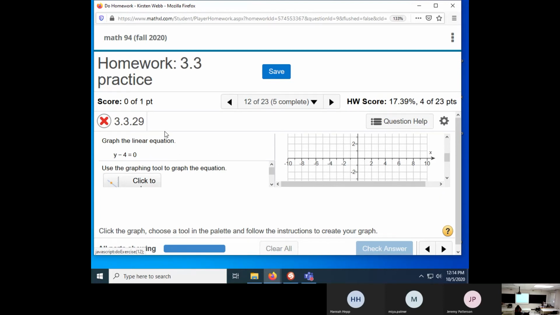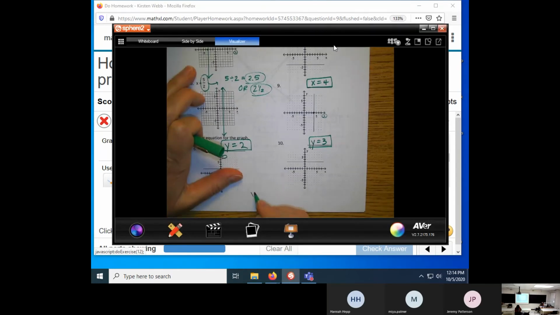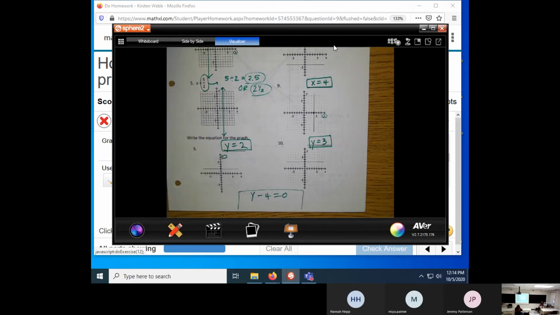Let's solve for y. Well, let's write it down. It says y minus 4 equals 0. How would we get that y by itself? So it would be y equals something. Add the 4. Add the 4. Nice.